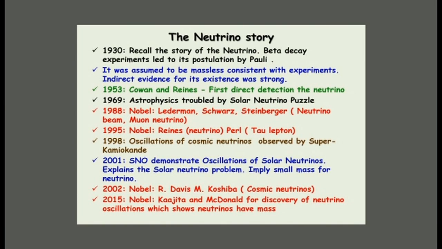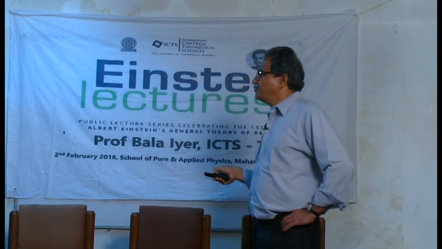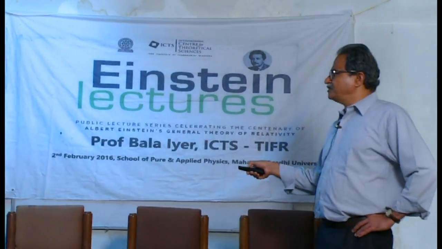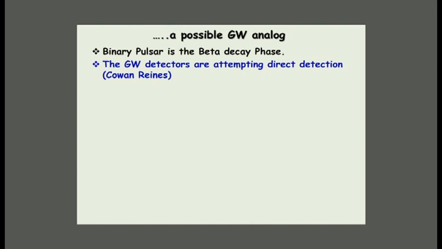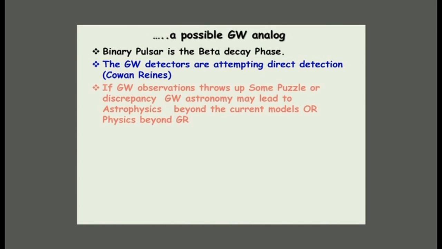So this basically tells us that in the case of gravity we are exactly in that kind of situation. We have the binary pulsar observations. It is exactly like the beta decay phase, because by indirect observations we know gravitational waves must exist. We are building gravity wave detectors, we have built gravity wave detectors, we are attempting direct detection of gravitational waves. This is exactly like doing the experiment which Cowan and Reines did. And then over the next few years, or over the next 20 years, we will make many gravity wave observations and see whether, like the solar neutrino, some puzzle or discrepancy arises.